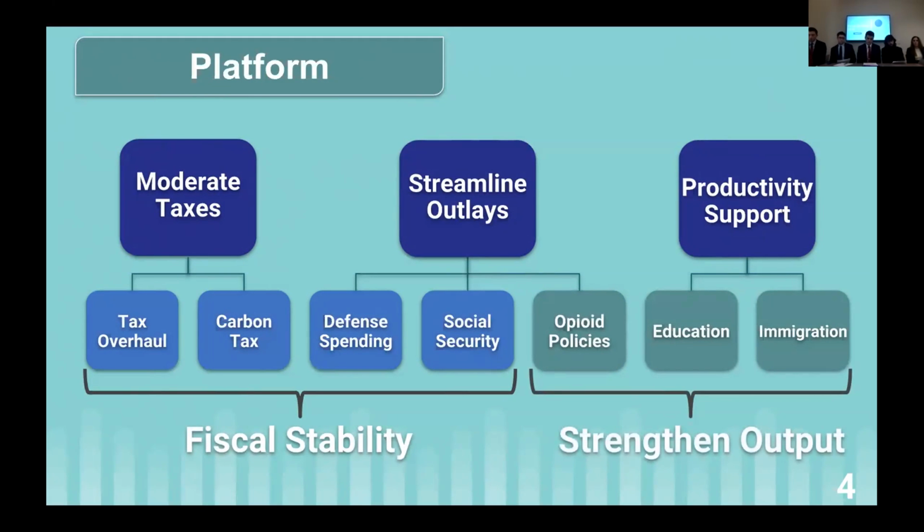The first of these is to restore taxes through a tax overhaul and a carbon tax. The second is a streamlining of government spending, which includes cuts to defense spending, policies to combat the opioid epidemic, and a social security overhaul. The third is productivity support, which includes immigration and education reform. Our goals are to restore fiscal stability and strengthen output.